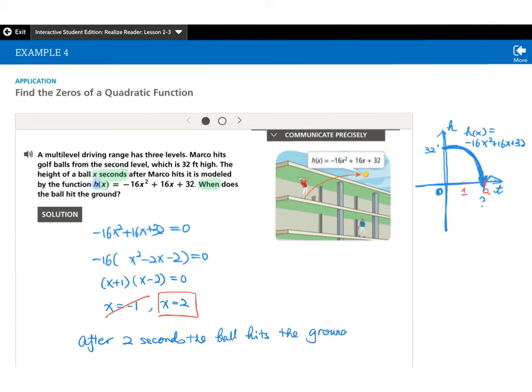So again, a quick recap. Anytime you see a problem that's throwing a ball, throwing a diver's body off the diving board, throwing anything off of a certain height, set up a quadratic equation. The y-intercept is the initial height, and then figure out which one is the x-axis, which one is the y-axis, how they're connected, and solve for it. Okay?